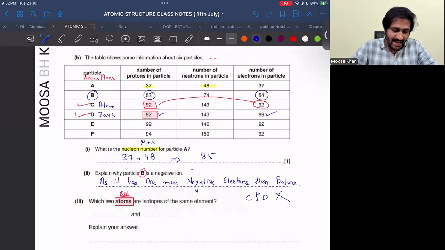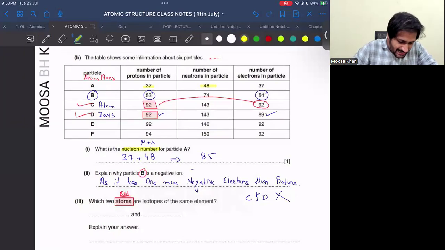D is an ion. Why? Because it has fewer electrons as compared to its protons. How many electrons fewer does it have? It is short of 3 electrons. So it should have a charge of 3 negative. Okay? Now find another particle which has the same number of protons as that of C.